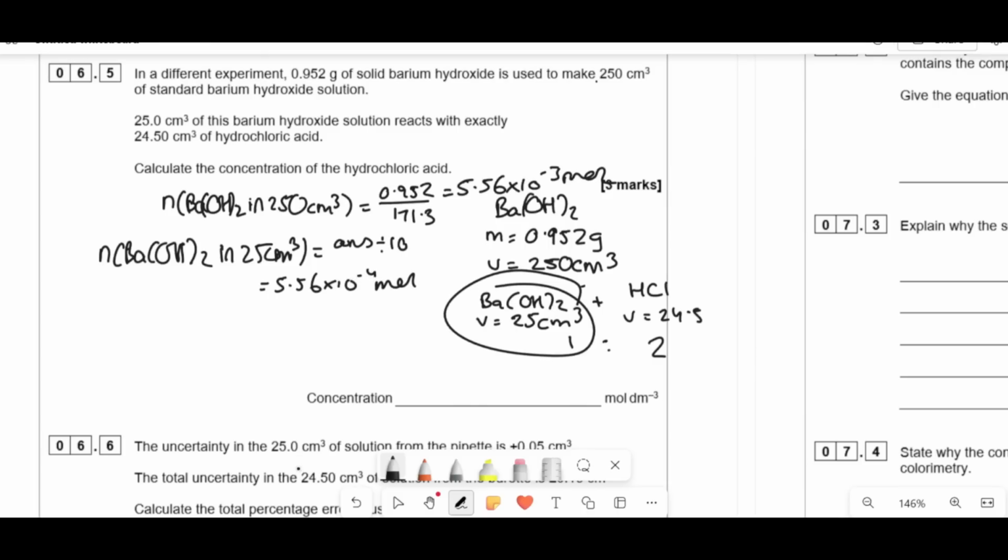So now you know the moles of this individual. You can now figure out the moles of this one because you know they're in a 1 to 2 ratio. So now you know that the moles of this HCl must equal 2 times this answer here, which is just going to give you 0.00111 moles.